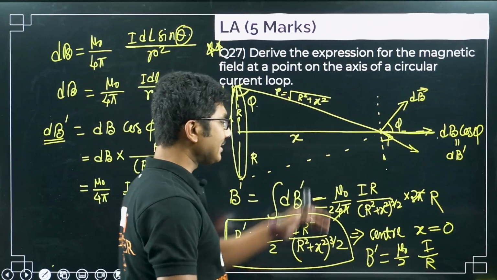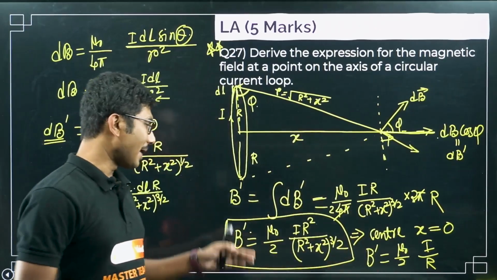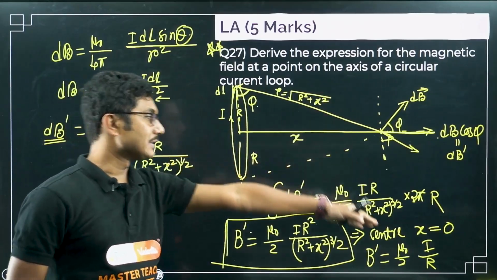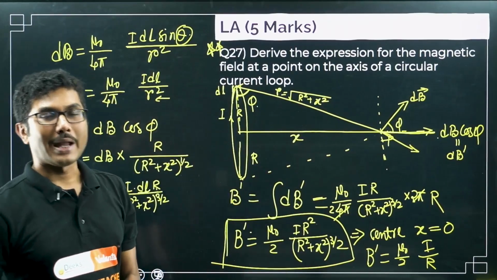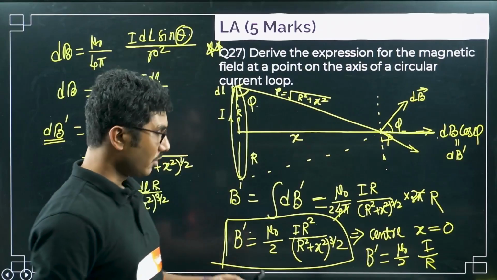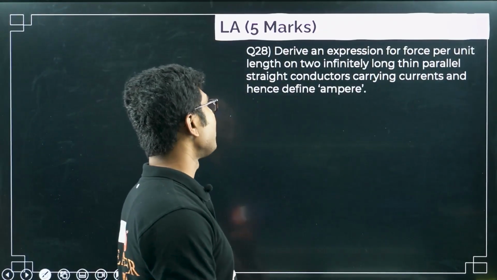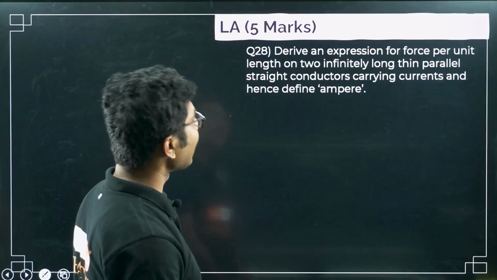Okay, so this is the same general method to find the magnetic field at the center of the loop, on the axis of the loop, and this is the special case where you are finding the magnetic field at the center of the loop.